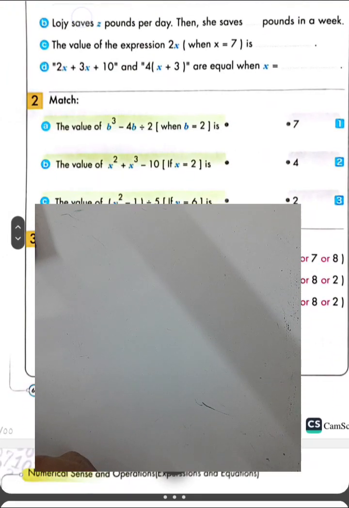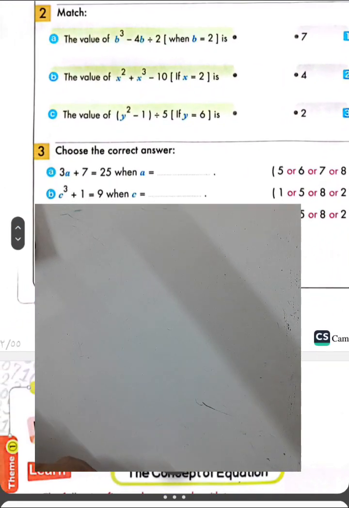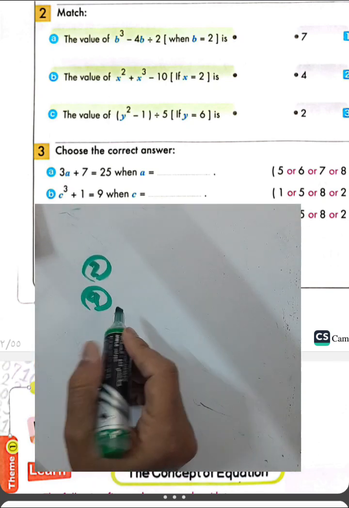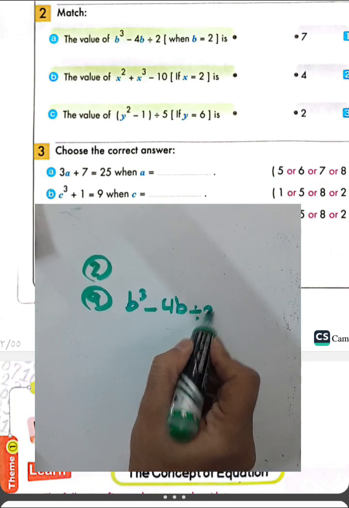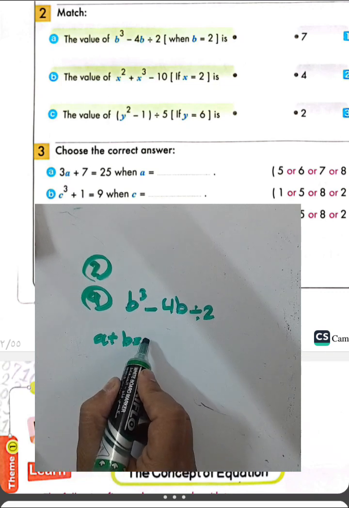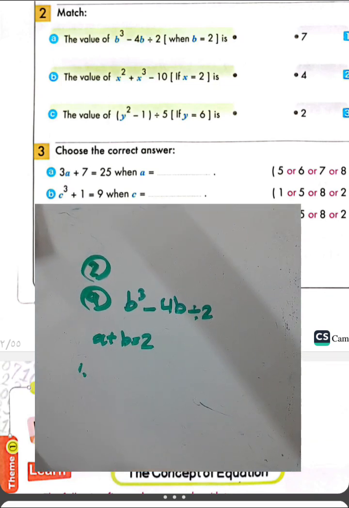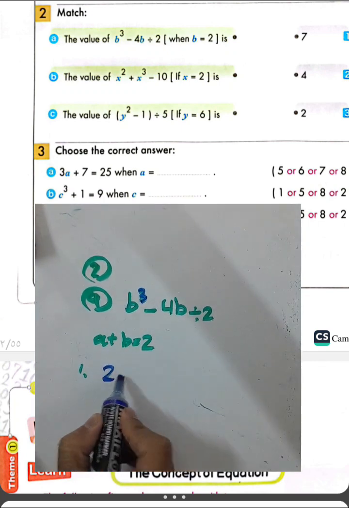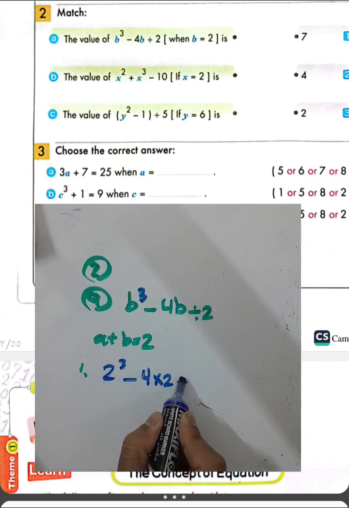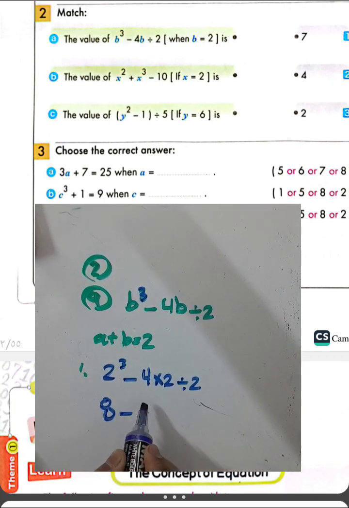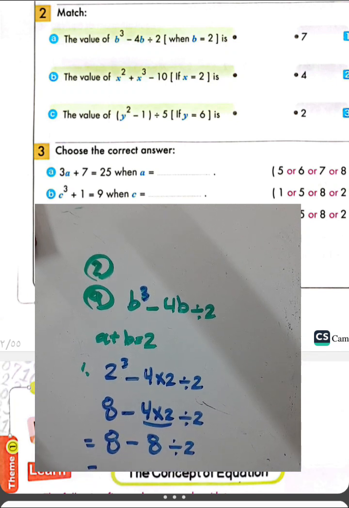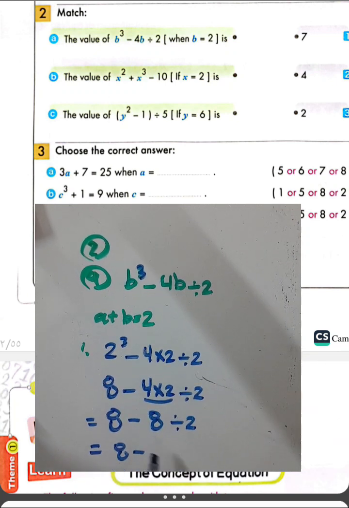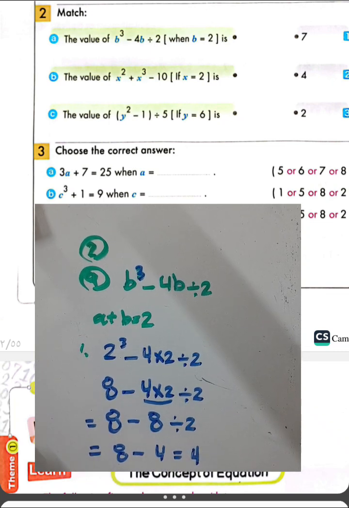Question number 2, match. Letter A: the value of p power 3 subtract 4p divided by 2 at p equal to 2. Put p equal to 2 here: 2 power 3 subtract 4 times 2 divided by 2. 2 power 3 will be 8, subtract 4 times 2 divided by 2. 4 times 2 will be 8, and 8 divided by 2 will be 4. 8 minus 4 will be 4. The result will be equal to 4.